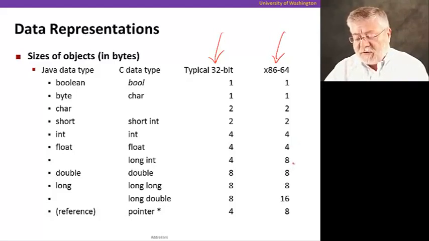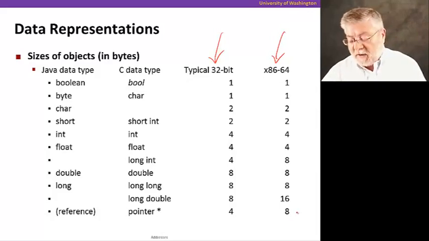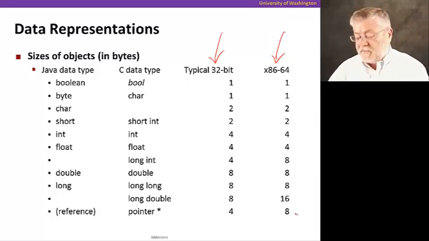On 64-bit machines, we also have a long int data type, an integer that takes up 64 bits or 8 bytes. We also have double floats and long longs and long doubles that can represent a particularly large range of numbers, taking up 16 bytes. And then we have addresses or references or pointers, which in a 32-bit machine can be up to 4 bytes by definition, and in a 64-bit machine can be up to 8 bytes by definition.